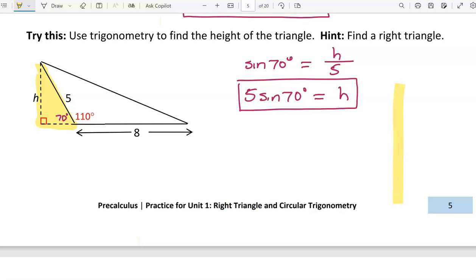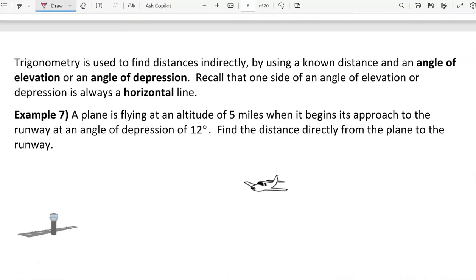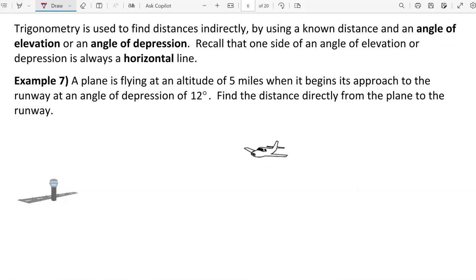All right, let's check out some word problems in trigonometry. It's kind of a quick review of all the things you learned in trigonometry when you were taking geometry. So trigonometry can be used to find distances indirectly, that is, by using a known distance and an angle that's measured. And we call those angles angles of elevation or angles of depression, depending upon whether you're looking down. Recall that one side of an angle of elevation or depression is always, always, always a horizontal line. And I emphasize that because that is the most common error that students make when working with angles of depression or elevation.